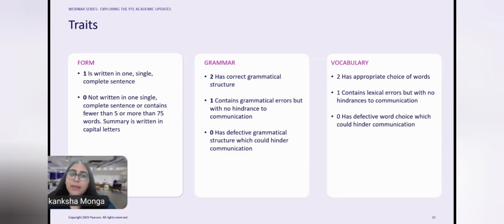For vocabulary, once again, the scale goes from 0 to 2. So 0 means that the word choice is defective, or it's not understandable again, or it's not relevant to the question. 1 means that there are vocabulary or lexical errors, but the overall communication is still possible. And 2 means that appropriate words have been used.